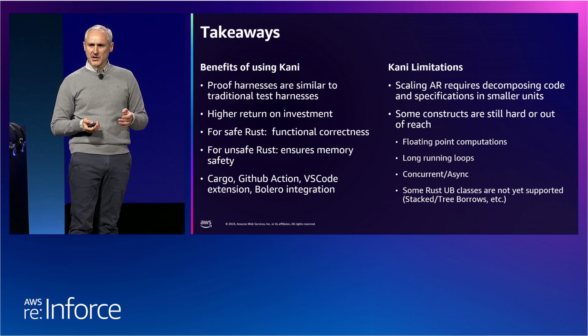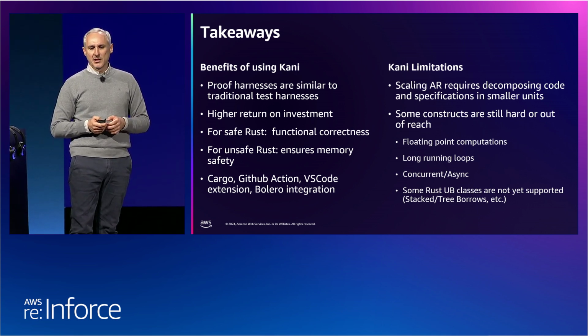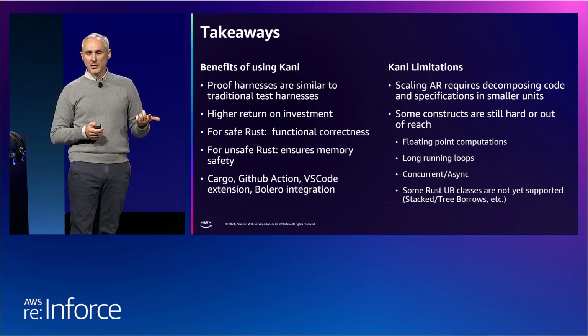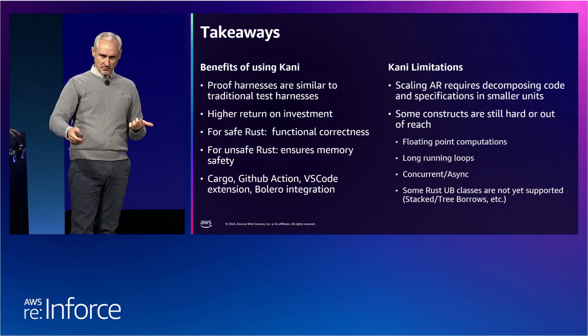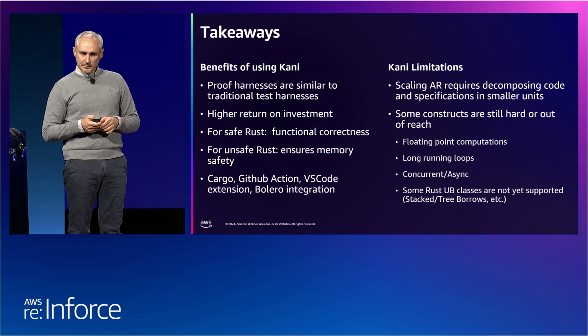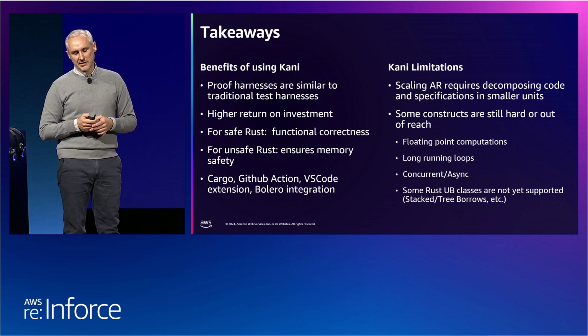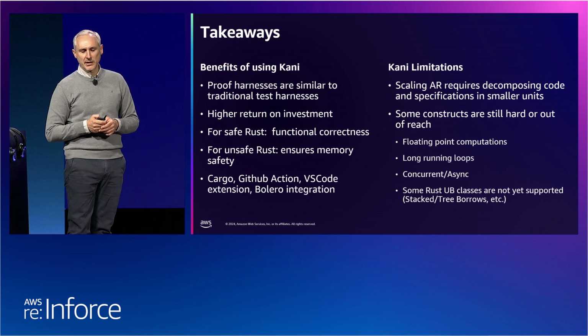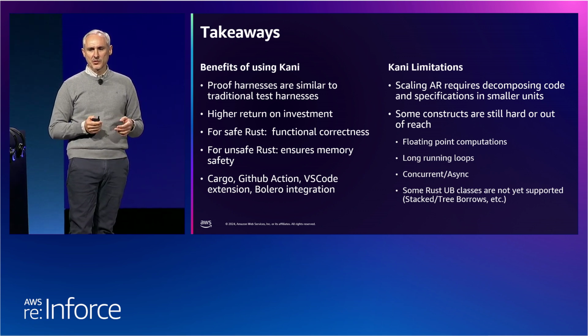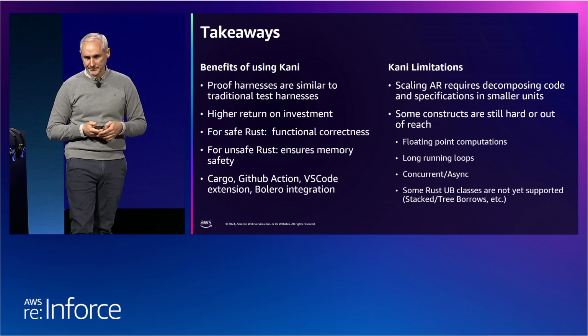Not all Rust programs can be analyzed today, far from it. Anything that has floating point is going to be hard. If you have long-running loops that need to be unwound hundreds of thousands of times, it may not work that well. Or if you have concurrent or asynchronous code, we don't handle that at the moment. And we also don't detect all possible undefined behaviors that Rust and unsafe Rust have. If you're familiar with stacked or tree borrows, we don't do that yet, but we're working on it.